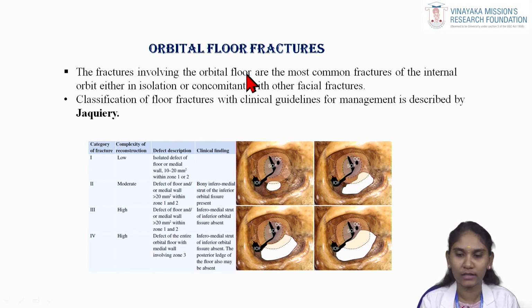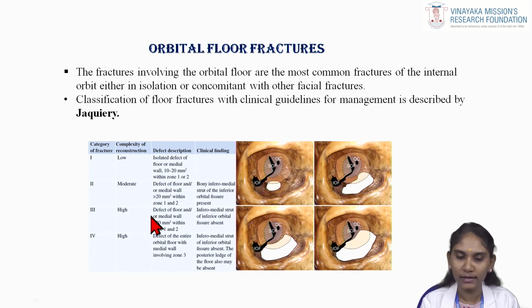So, what is the orbital floor fracture? They are the most common fractures of the internal orbit, either in isolation or concomitant with other facial fractures. See the classification given by Jacquiery. There are 4 categories. Category 1 is low, 2 is moderate, 3 high and 4 is also high. So, what happens in low? There will be a defect of the floor or the medial wall. It will be like 10 to 20 mm within zone 1 or zone 2. See, can you see there are 3 zones, zone 1, 2 and 3.